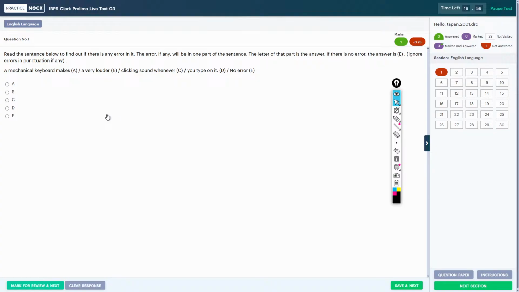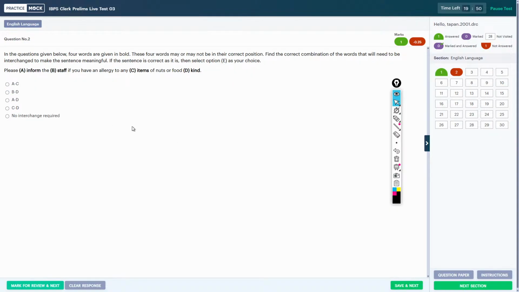A mechanical keyboard makes a very louder clicking sound whenever you type, loud sound. Please inform the staff if you have an allergy to any items of nut or food kind, or any kind of nuts or food items. So D and C, D, C and D.